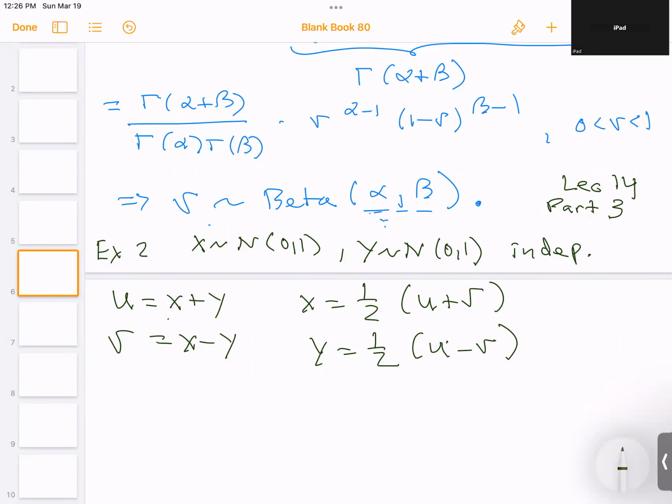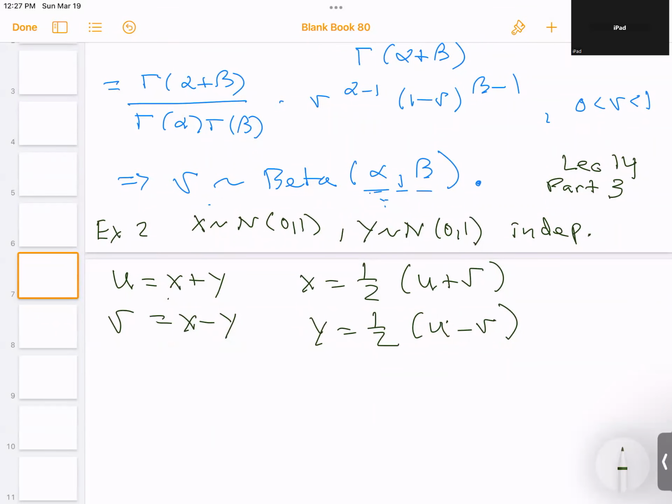Okay, so I have another one. Suppose I have two IID standard normals and I add and subtract them to get a transformation. This is a one-to-one transformation, and we can apply the formula above to find the joint PDF of U and V. So let's just do this.